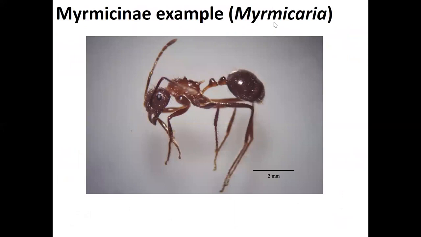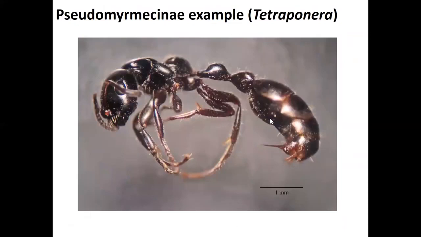So this is a myrmicine ant, Myrmicaria. You can see two segments in the waist, petiole and postpetiole. If you examine very clearly, there is a sting present here. And in Pseudomyrmecinae also two segments in the waist, petiole and postpetiole. Here you find a well-developed sting, right? And I mentioned their eyes are large, bulged out.